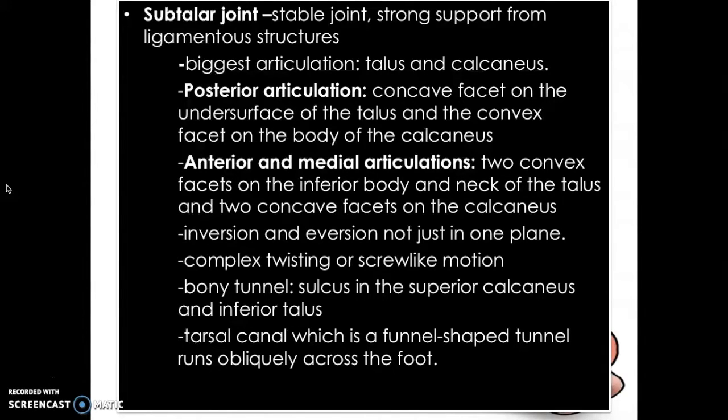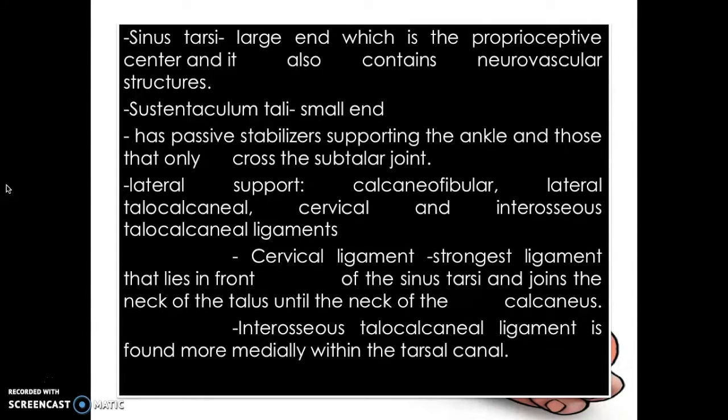Okay, so, next slide please. Okay, so, meron din siyang passive stabilizers that support the ankle and those that only cross the subtalar joint. So, yung lateral support niya would be calcaneofibular, lateral talocalcaneal, cervical, and interosseous talocalcaneal ligaments. Yung cervical ligament, it's the strongest ligament that lies in front of the sinus tarsi and it joins the neck of the talus to the neck of the calcaneus, hence cervical ligament. The interosseous talocalcaneal ligament is found more medially within the tarsal canal.